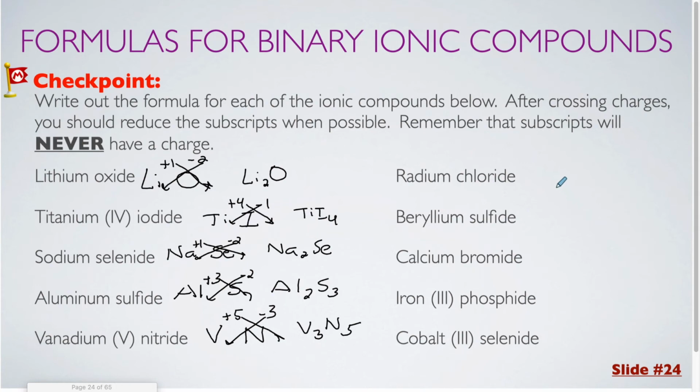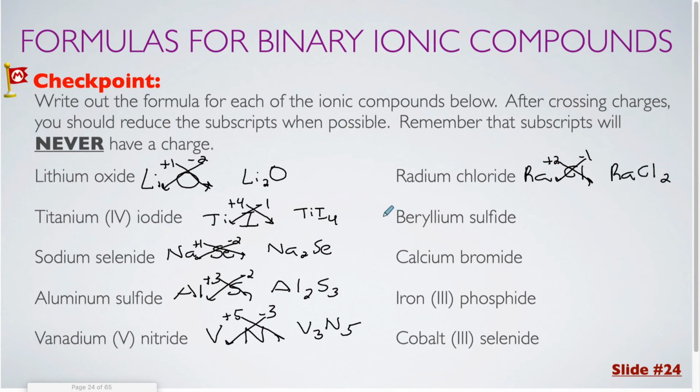Moving over to the right column, we now have radium chloride. Radium is Ra, and it has a +2 charge. Chloride is chlorine with a -1. After these crisscross down, we end up with RaCl2.